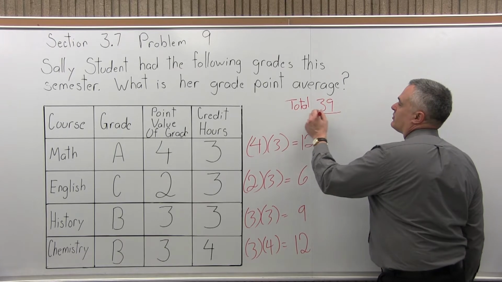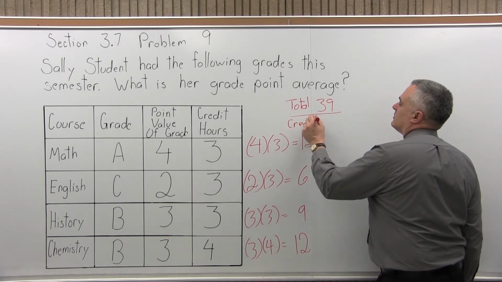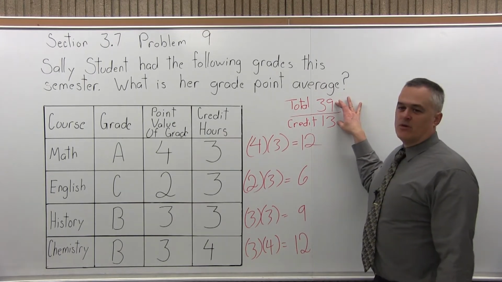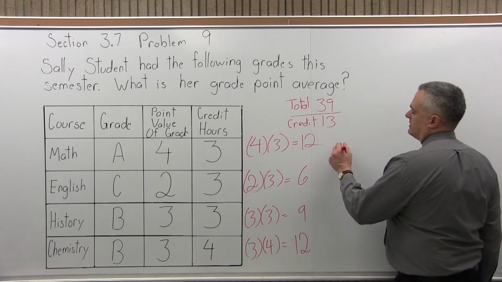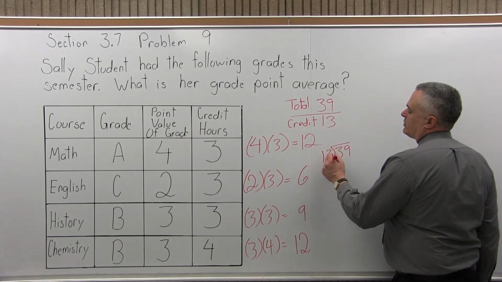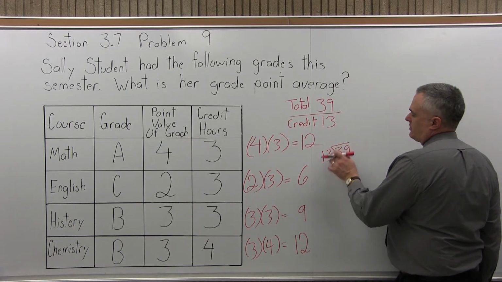So it's a total of 39 over the credits, which is 13. Now, I can see that 39 over 13 reduces to 3. Let's say you don't see that. So you do 39 inside of a division symbol, 13 in front, and you can't just put it into the 3. You have to do the whole thing.